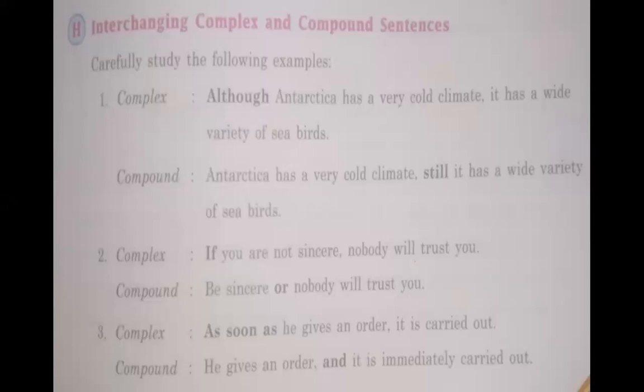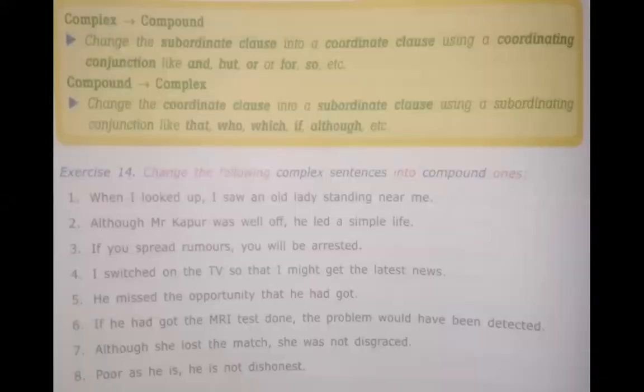Complex sentence: as soon as he gives an order, it is carried out. Remove as soon as, and write he gives an order and it is immediately carried out. As soon as is giving a sense of immediacy, though we need to put this in the same manner. So complex to compound: change the subordinate clause into a coordinate clause using coordinating conjunctions like and, but, or, for, so, etc.